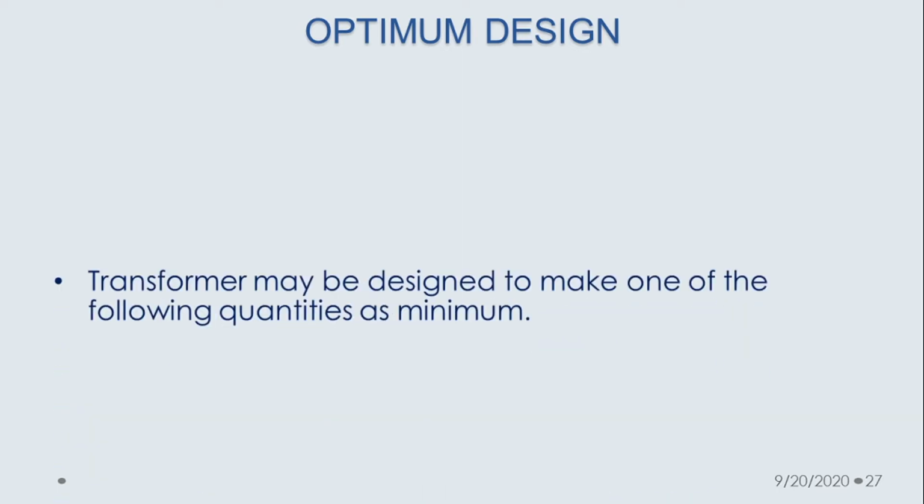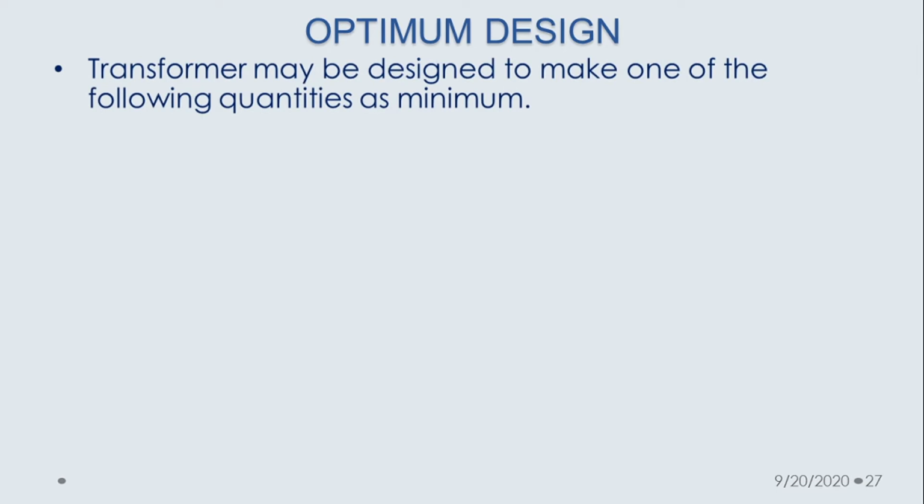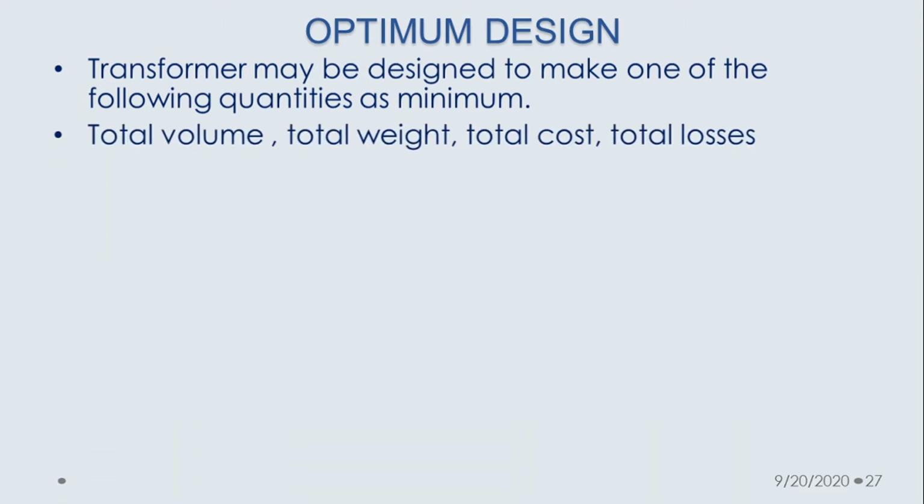So now we have to draw a conclusion based on the value of r. r is equal to phi m by AT, correct. The transformer may be designed to make one of the following quantities a minimum. So when we are designing a transformer, we have to think of the following parameters to be designed as a minimum. So what is that? Total volume.